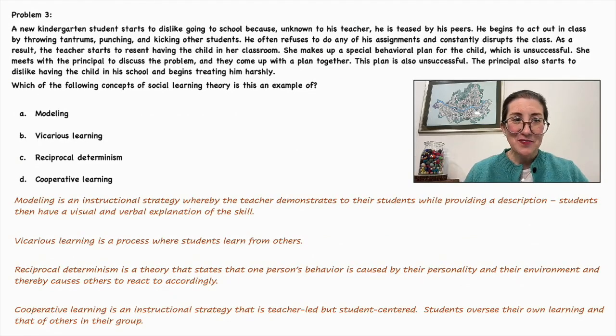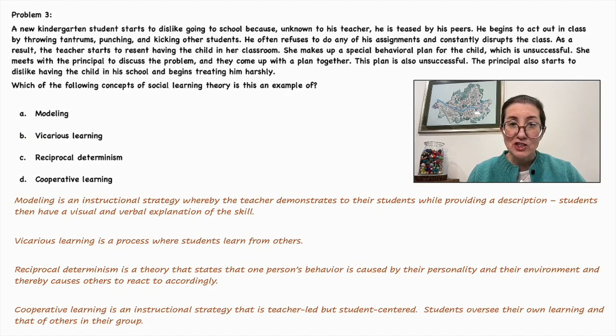Problem number 3. A new kindergarten student starts to dislike going to school because, unknown to his teacher, he is teased by his peers. He begins to act out in class by throwing tantrums, punching, and kicking other students. He often refuses to do any of his assignments and constantly disrupts the class. As a result, the teacher starts to resent having the child in her classroom.